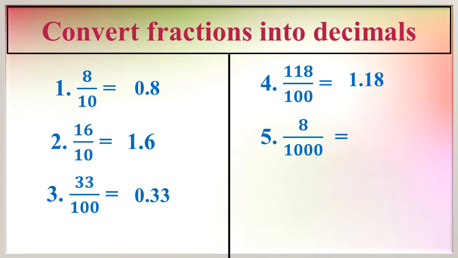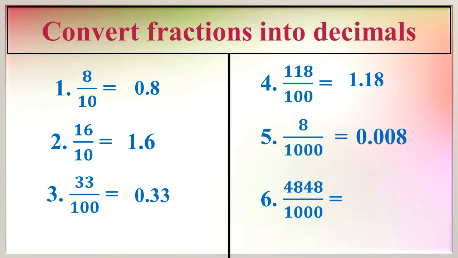And fifth one, 8 by 1000. Here we have three zeros. So we have to place the decimal from right to left after the third place. Here we have only one digit, so how many digits must we add? We have to add two digits, isn't it? So 0.008. Then sixth one, 4848 divided by 1000. 1000 means we have to place the decimal after three digits from right to left. So what is that answer? That is 4.848.